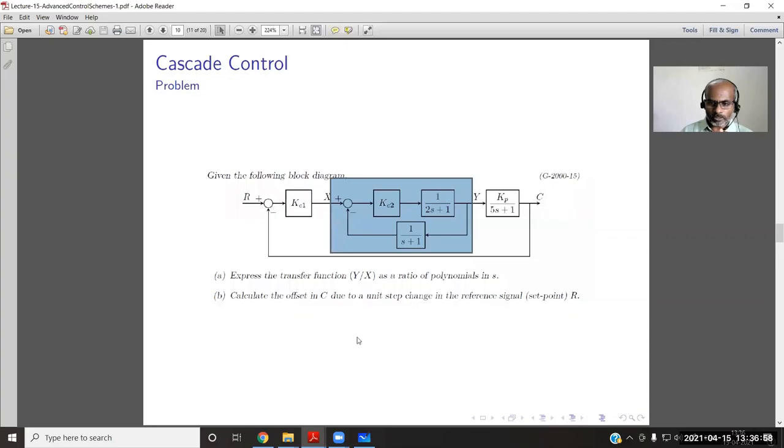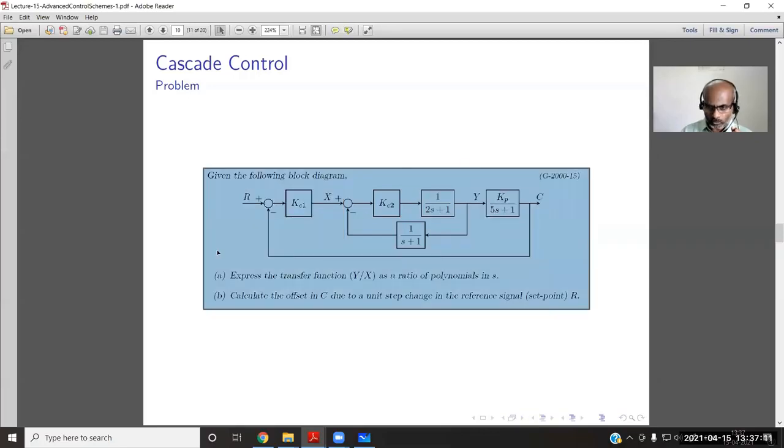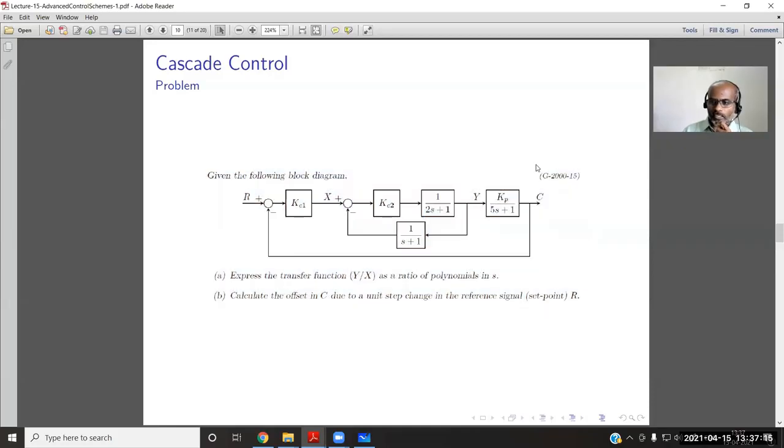Try this problem. I will tell you how to solve it. You consider the inner loop. For that you obtain the closed loop transfer function and have that as a single block. Then you consider the total loop. This problem I have already solved; it's available in one of my books, but nothing to worry.